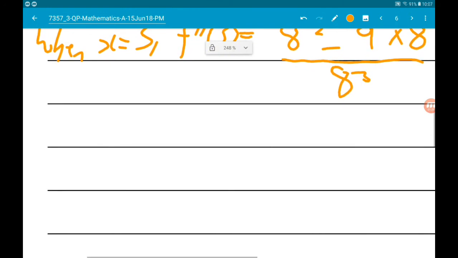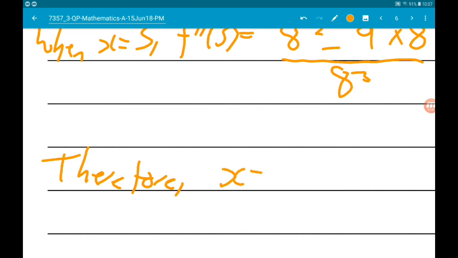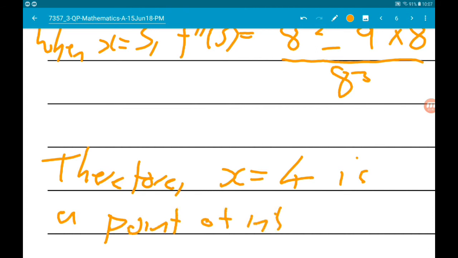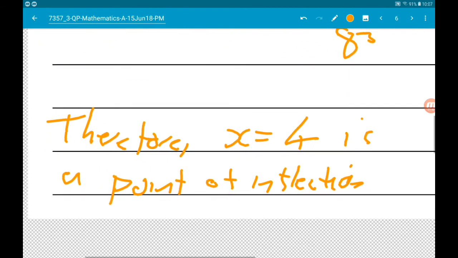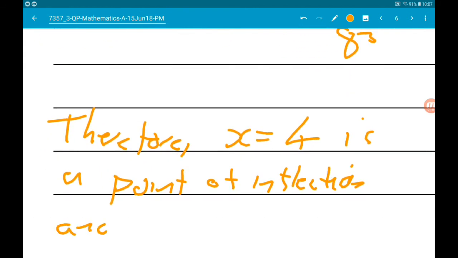And therefore, finally, x equals 4 is a point of inflection and is the only one. Cool.